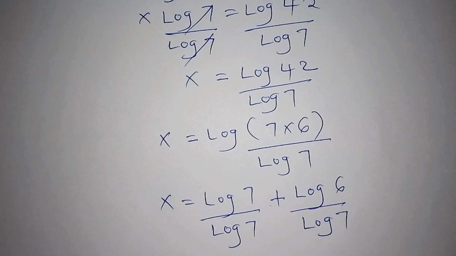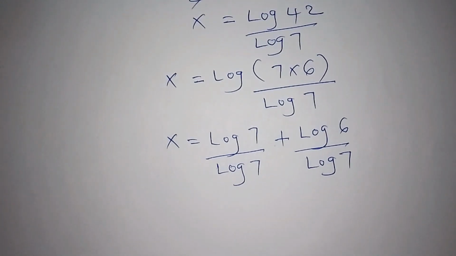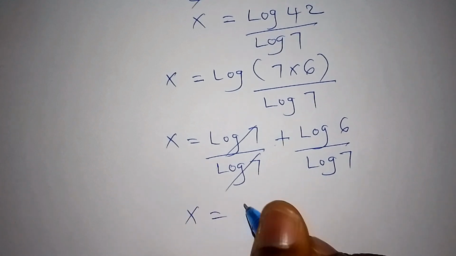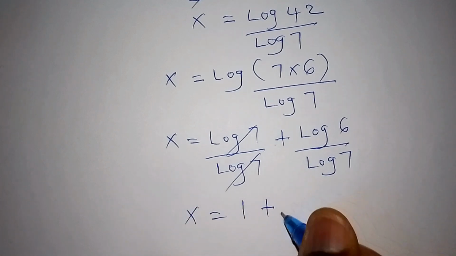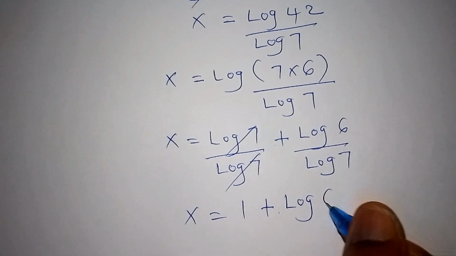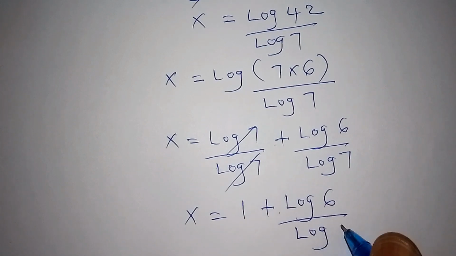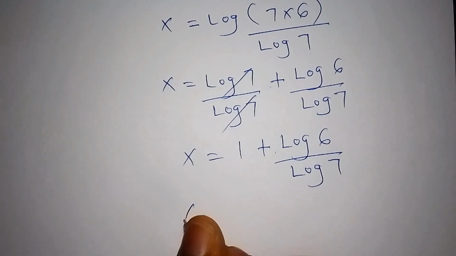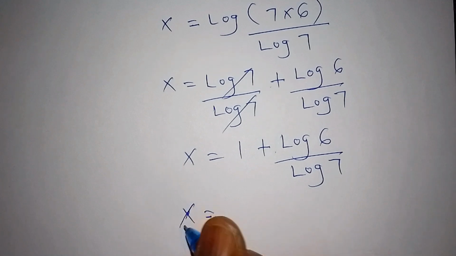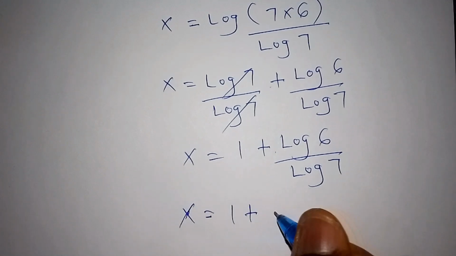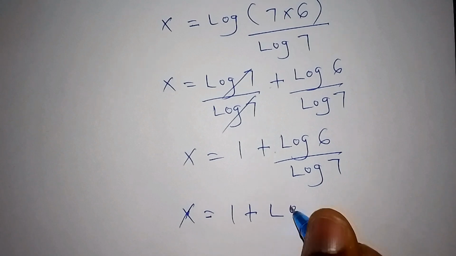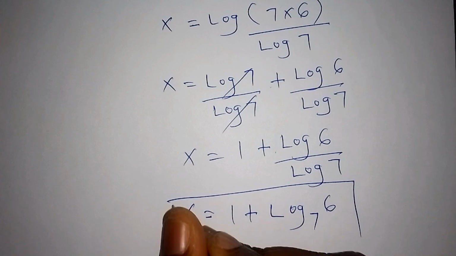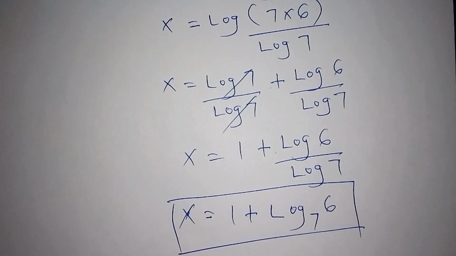This means we divide the log of 7 on both sides, so the log of 7 and the log of 7 cancel. Now x is equal to 1 plus the log of 6 all over the log of 7. Finally, x is equal to 1 plus, and this can also be written as the log of 6 to the base of 7. That now is our value for x.